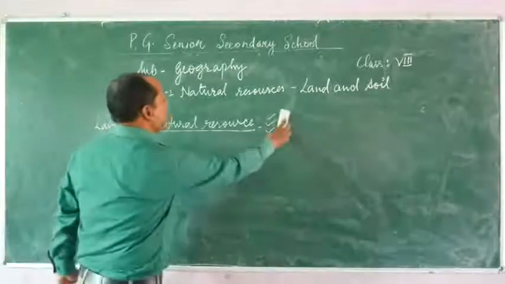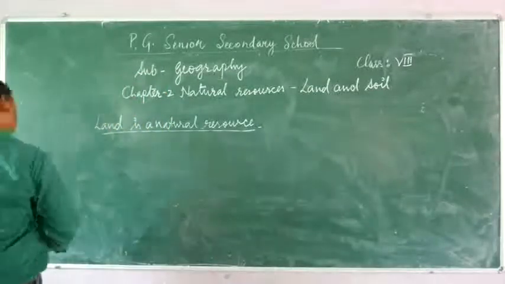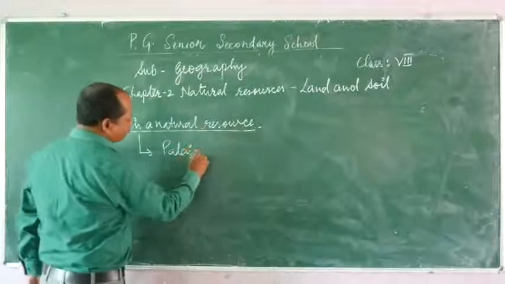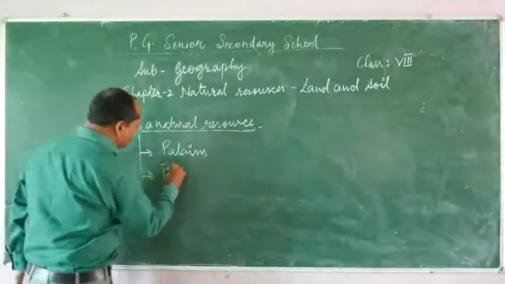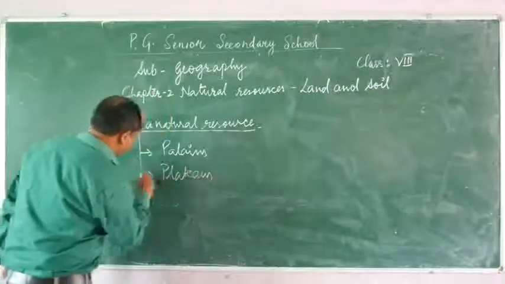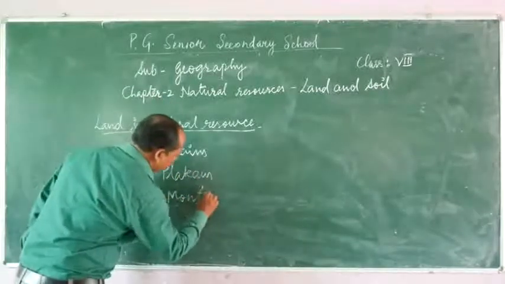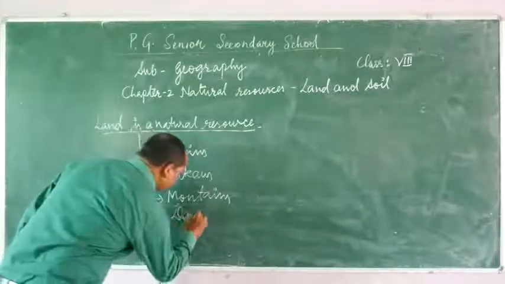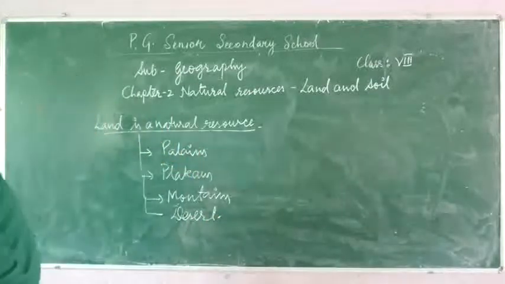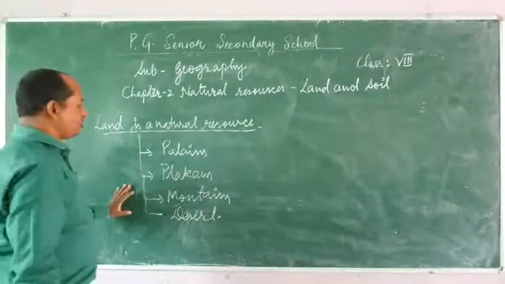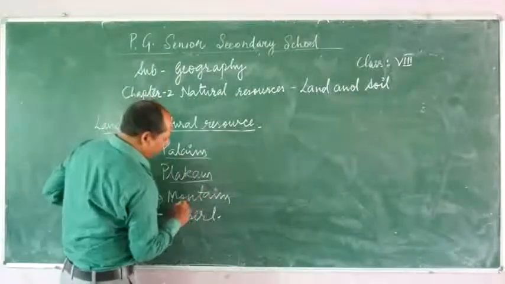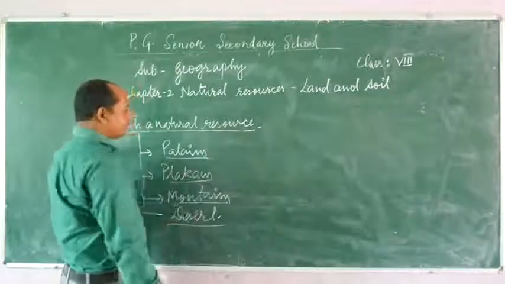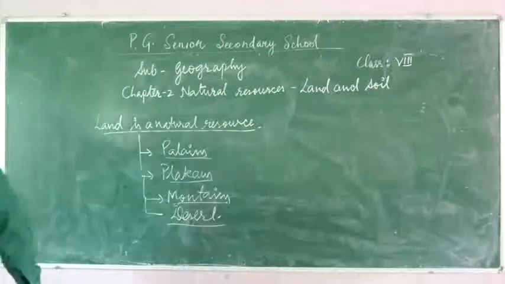Now we should know what the various landforms on planet Earth are. So there are plains, plateau, mountain, desert, etc. These landforms exist on our planet, and all of these have their own importance according to their terrain and physical features. They are serving us.